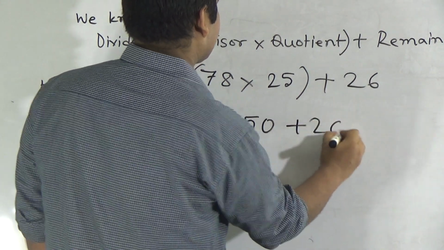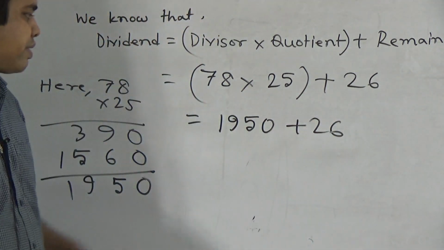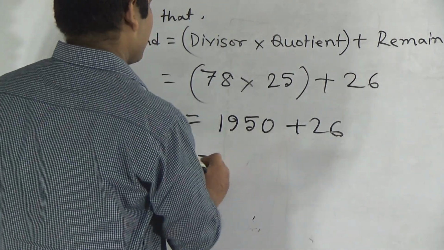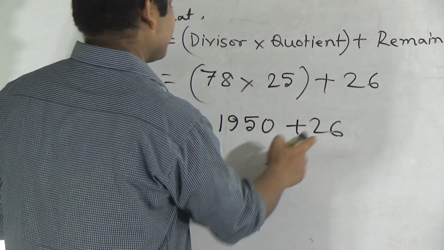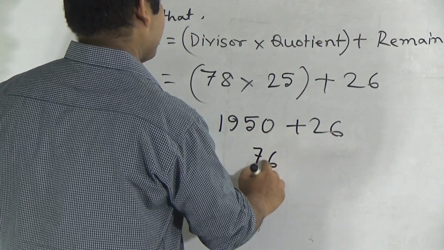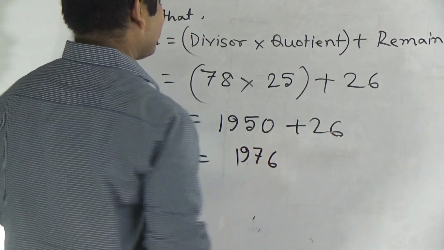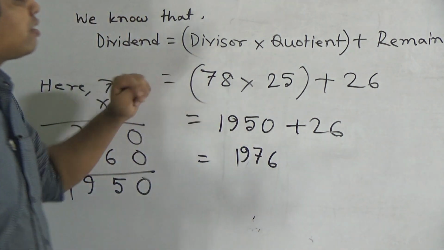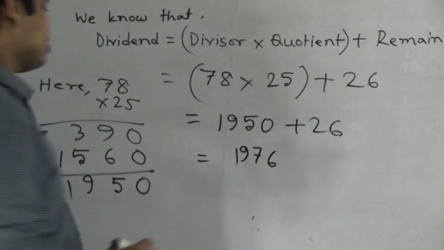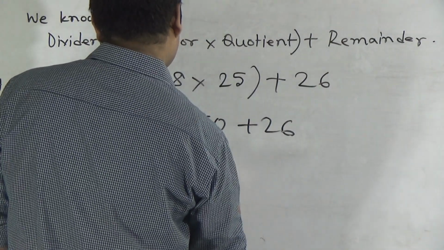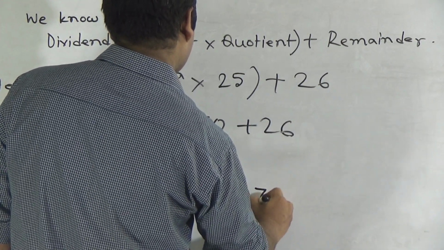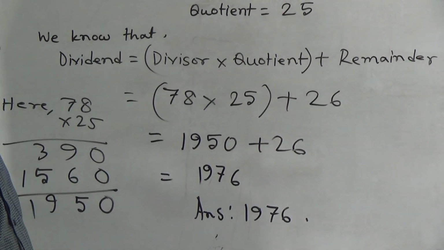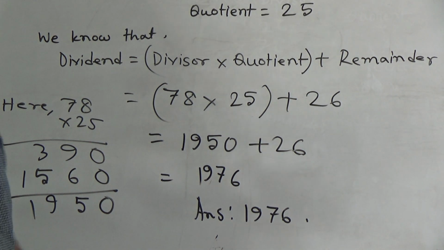1950 plus 26. Now my dear students, notice: 1950 plus 26. We add 6 plus 0, 6, 2 plus 5, that means 7 and 9, 1. So 1976, and it will be the dividend of this question. So now write answer as our solution is done, 1976. Dear student, it is the solution procedure of question number B.